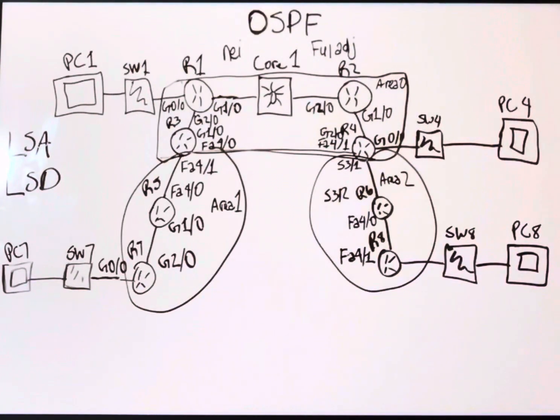OSPF sends and receives hello messages to the router next to it. Now the routers are neighbors and have become fully adjacent. These are neighbors here and they are fully adjacent. Fully adjacent means that these two routers will share all of their information with each other.